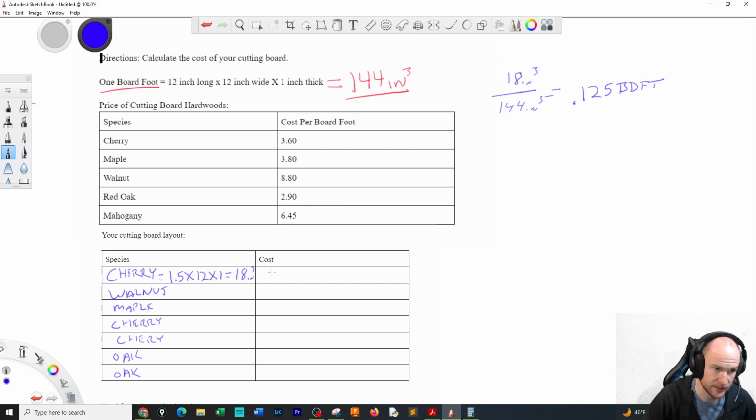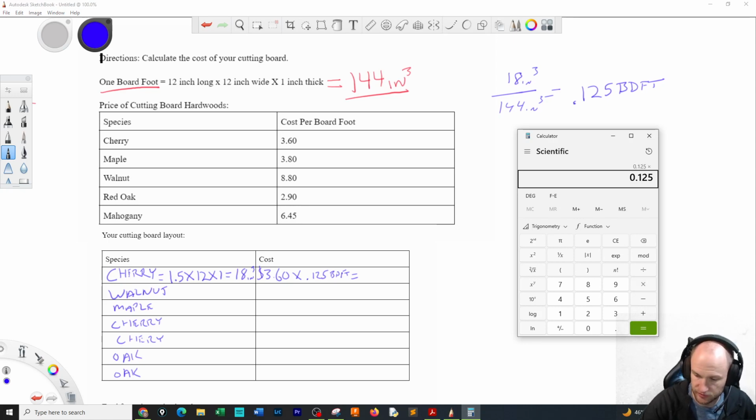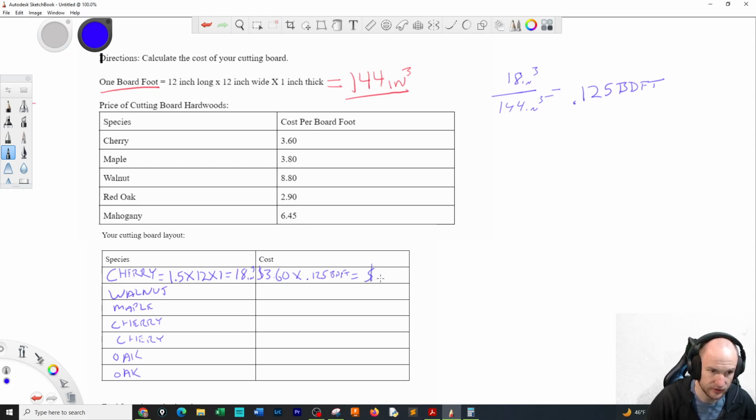So the cost of this would be, for cherry, we're saying $3.60. So we've got $3.60 times 0.125 board feet. And the answer to that, for that specific strip of cherry, is 45 cents. So this specific strip right here is going to be 45 cents.